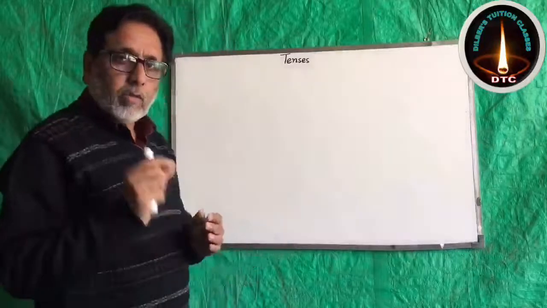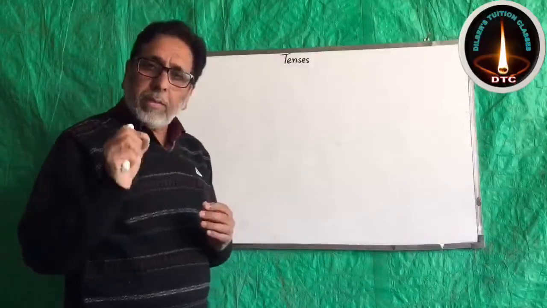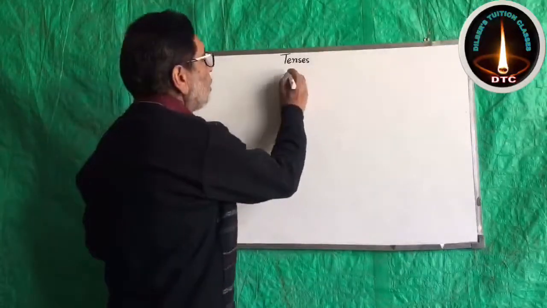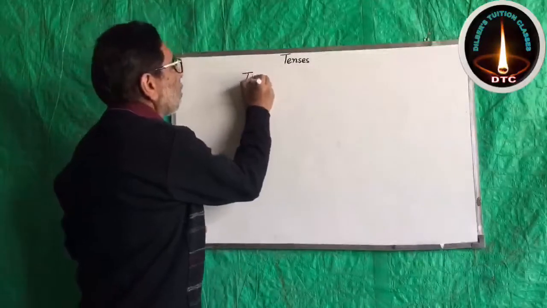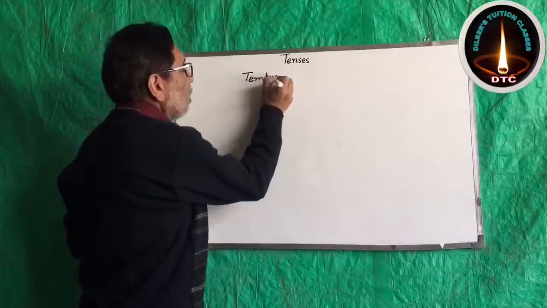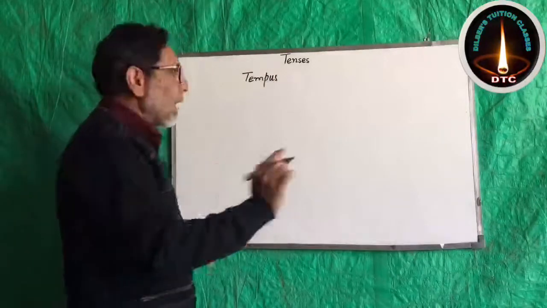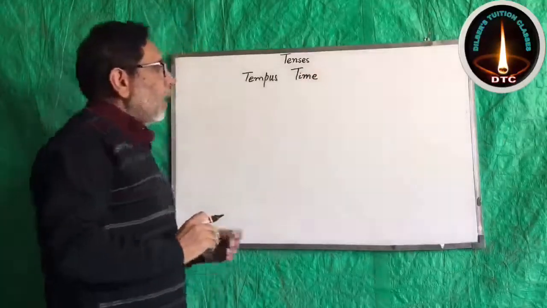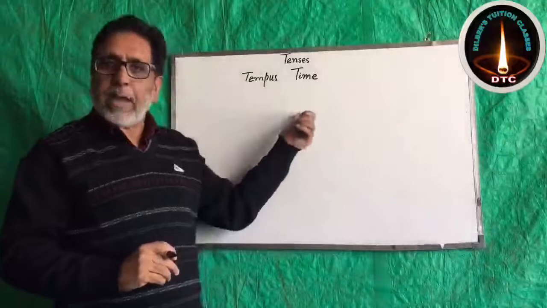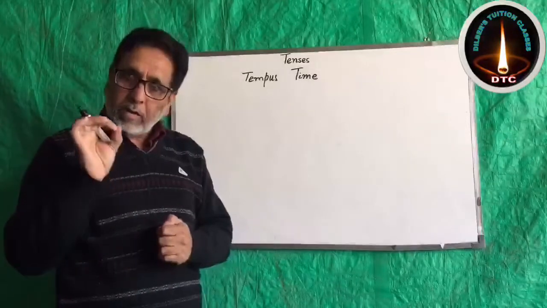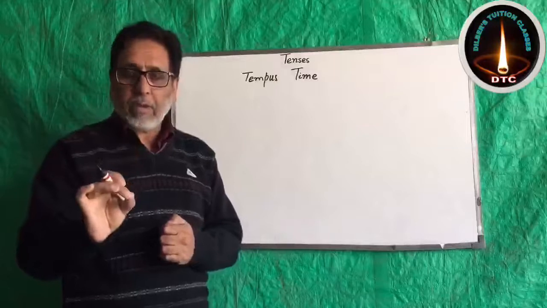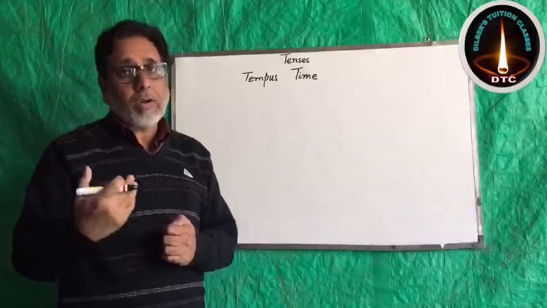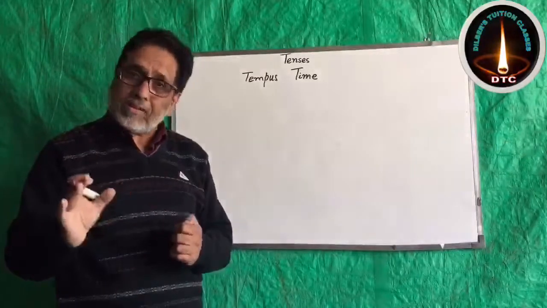So far as tense is concerned, it borrows its name from a Greek word that is called tempus. The word is called, let me write over here, tempus. Tempus is a Greek word which means time. So it is obvious from this that the verbs which refer to the time are called tenses.